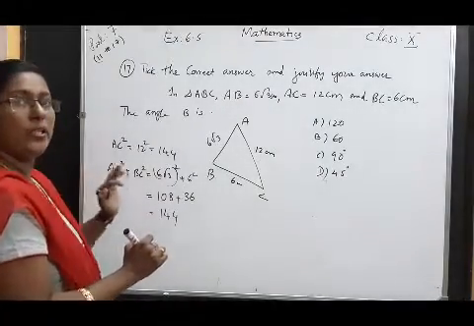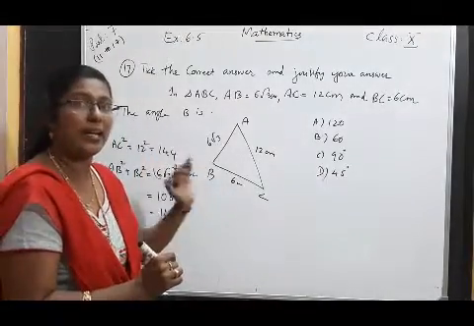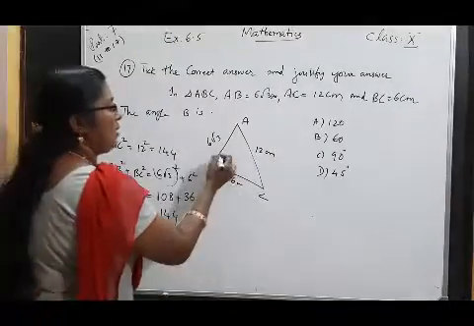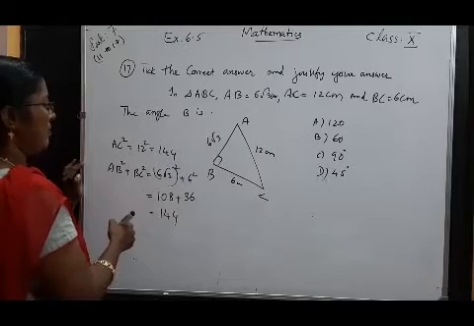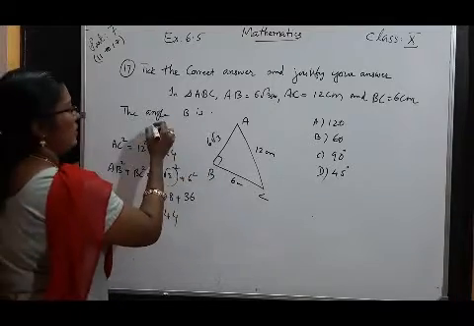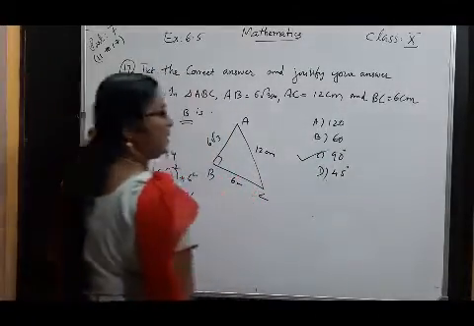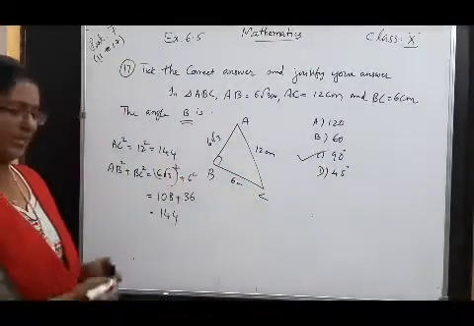So we can conclude it is a right angle triangle, with the right angle opposite the larger side. That is, this is a right angle at B. Here we want to find the angle B. Angle B is 90 degrees.